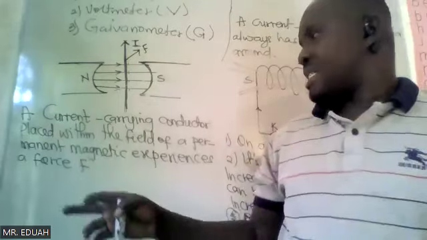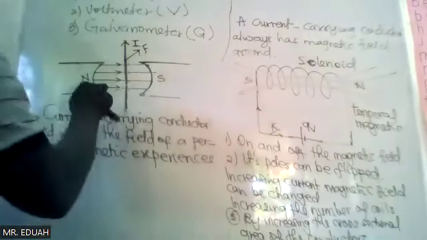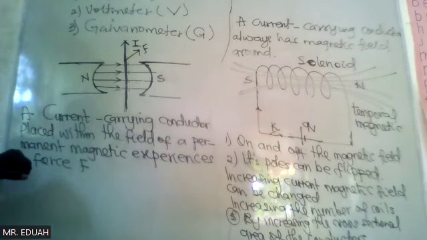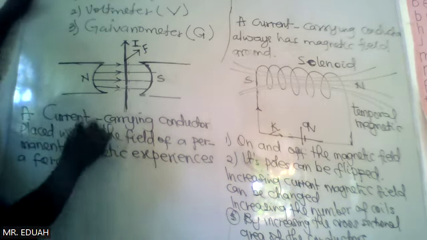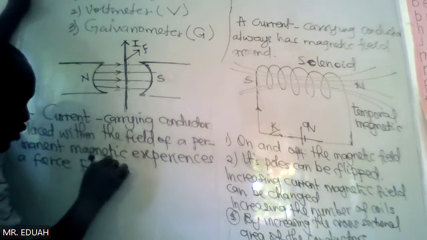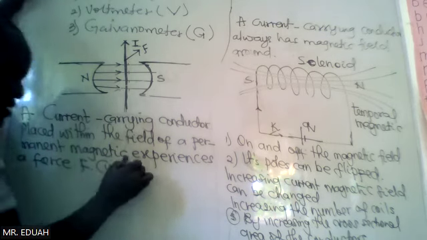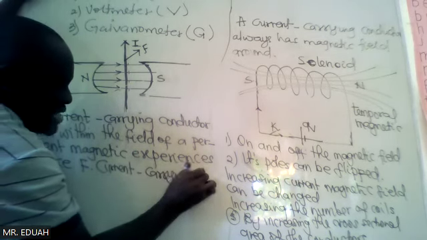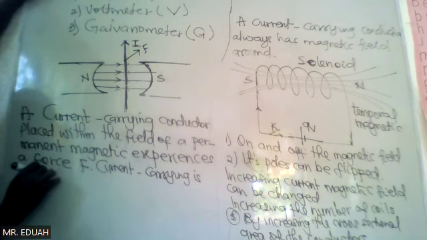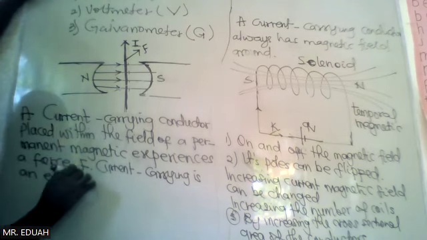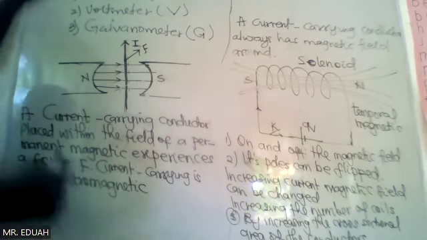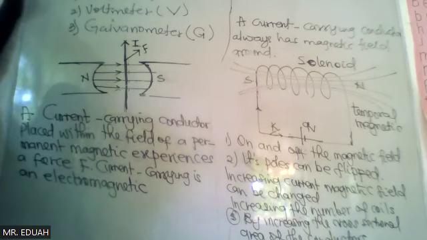So what I'm saying is that a current carrying conductor experiences a force in the field of a permanent magnet. This is because the current carrying conductor is an electromagnet. So it's a magnet, but it's a temporal magnet, an electromagnet.